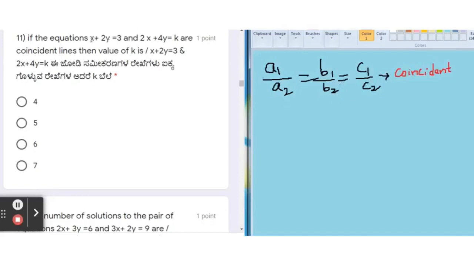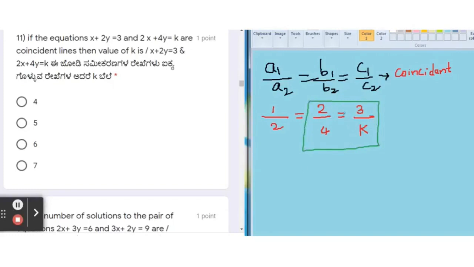So what is a1? a1 is nothing but the x coefficient in first equation, which is 1, and a2 is the coefficient of x in the second equation, which is 2. Equal to b1. What is b1? y coefficient. If you see here, b1 is 2 and b2 is the coefficient of y in second equation, 4. And what is c1? c1 is 3 and c2 is k. So our target is to find the k. So what I will do is, I will equate the last two terms, because k is there in the third term, as simple as that.